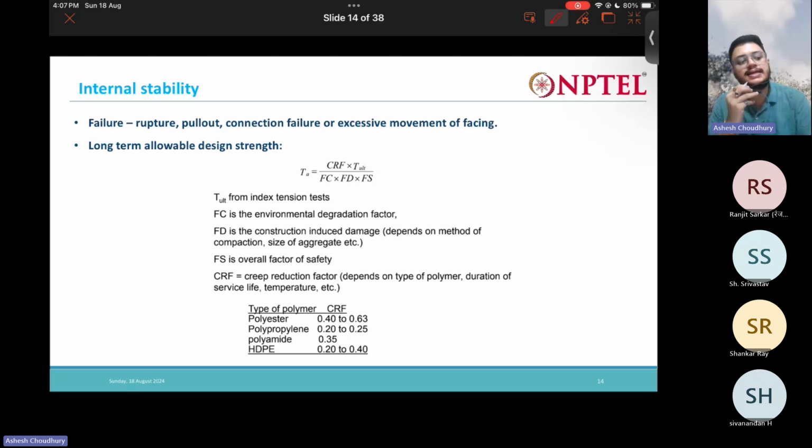What are the various internal stability criteria that we have to consider before proceeding further? Can you just explain the internal stability and external stability concept? What is the difference in this approach? So external stability we discussed just now, right?